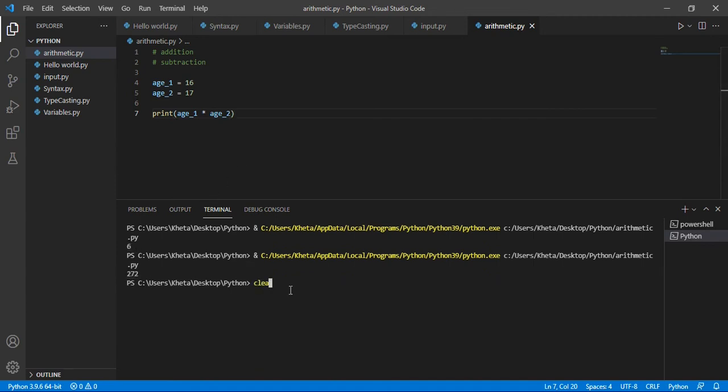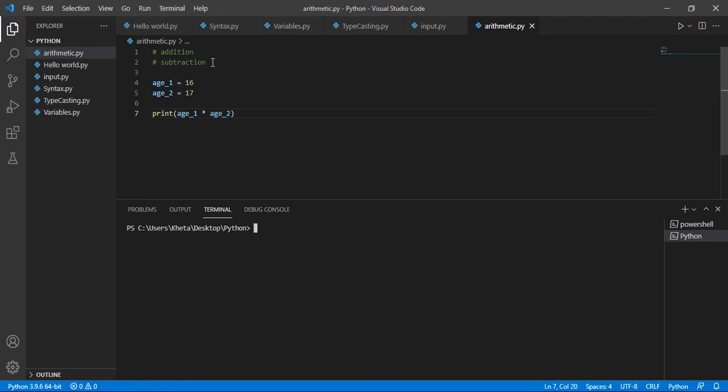Let's clear the terminal so that we don't get confused with the results. So now we've also covered multiplication. Let's have it over there as well, and let's write the operations next to them. For addition, use the plus sign. Subtraction, use the minus sign. Multiplication, use the asterisk. And let's move on to another one.